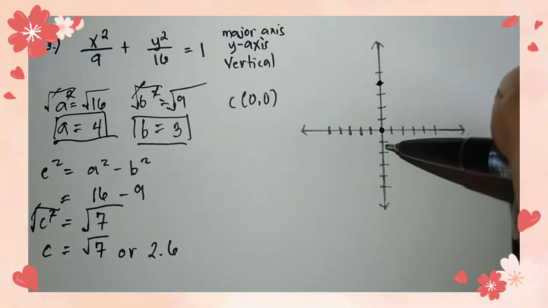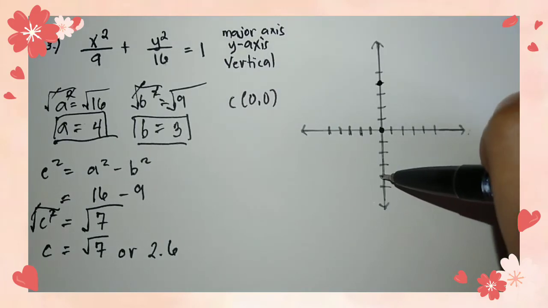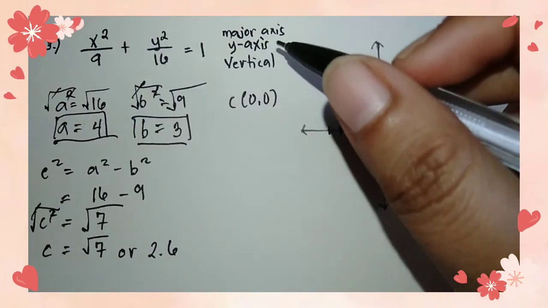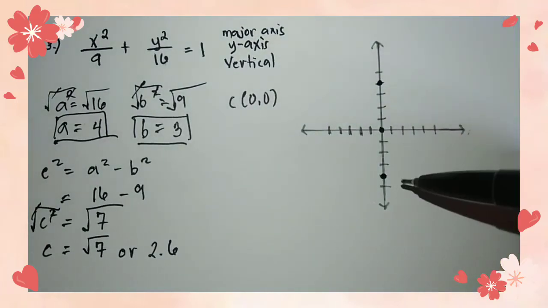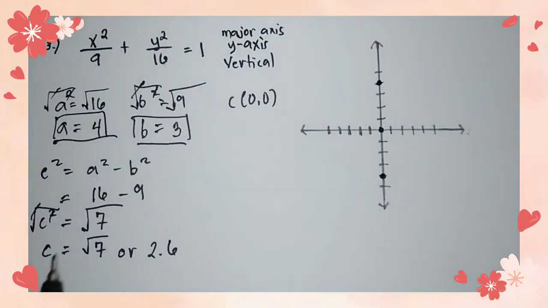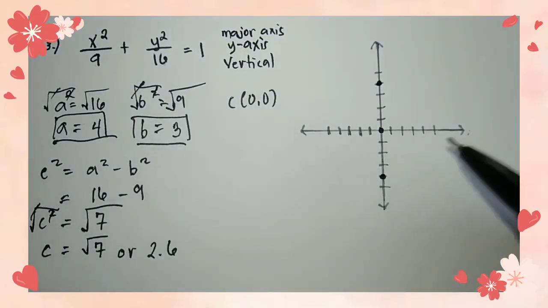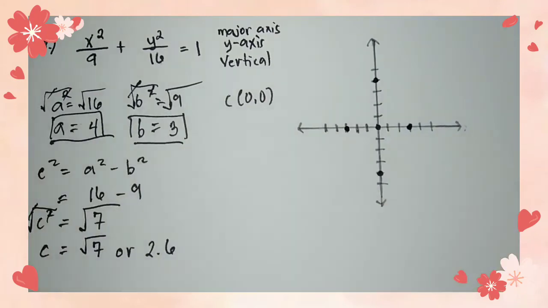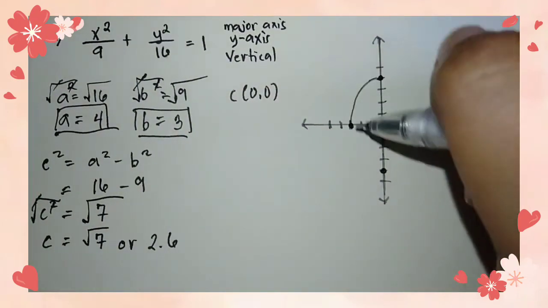Bakit dito iniligay ni ma'am yung vertices? Kasi po, ang ating ellipse is vertical and ang ating major axis is nasa y-axis. Okay? Then next is ang ating co-vertices which is 3. So we have 1, 2, 3, 1, 2, and 3. And now we are ready to graph our ellipse.